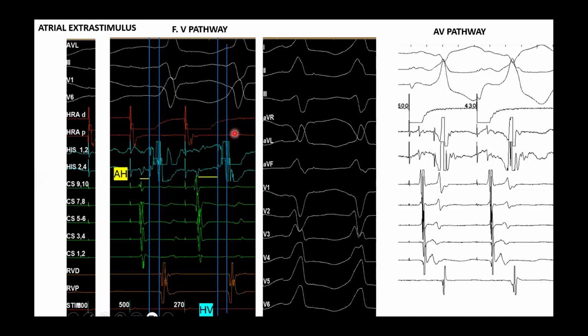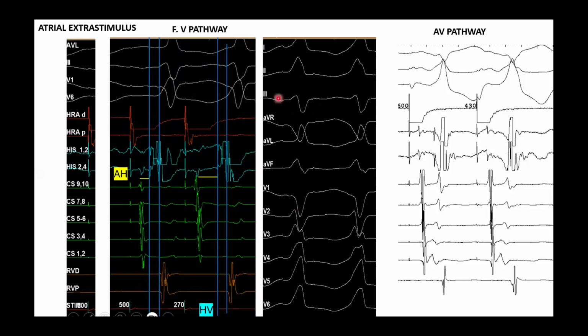Usually for the fasciculoventricular pathway, the important maneuver is incremental atrial pacing. This is the incremental atrial pacing. You can see this is a drive cycle length of 500. This is the extra stimulus at 270 milliseconds. You can see the 12-lead ECG. This is the 12-lead ECG of the same patient.